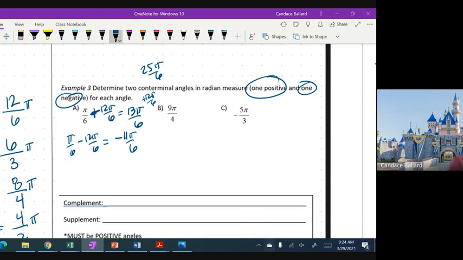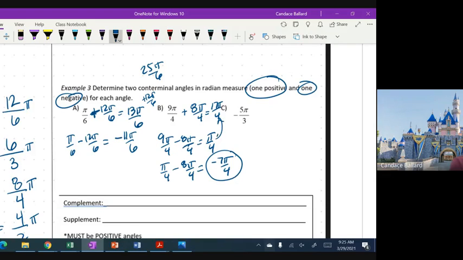All right, so looking at B, I'm going to add 8 pi over 4. Pi plus 8 pi is 17 pi over 4. And then I'm going to subtract 8 pi over 4, but I did not get to a negative angle, and I need one of them to be negative. So I'm going to go from pi over 4, and subtract another 8 pi over 4, and I would get negative 7 pi over 4. So I could use this one as my negative. I use either one positive correct answer.